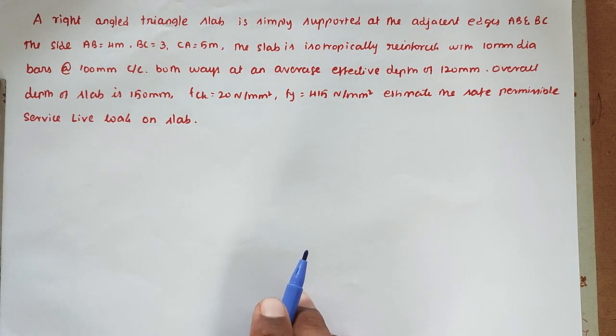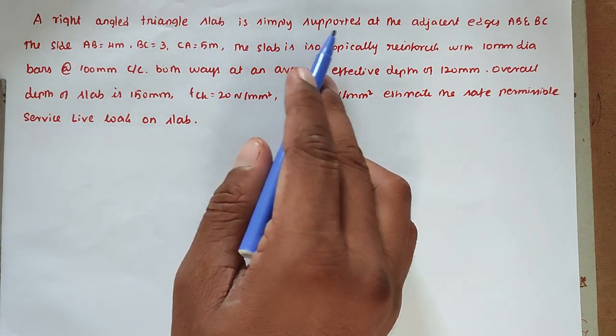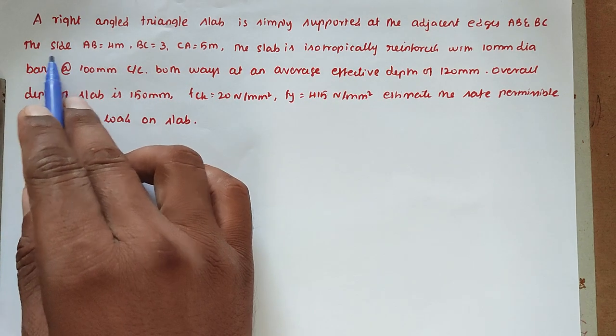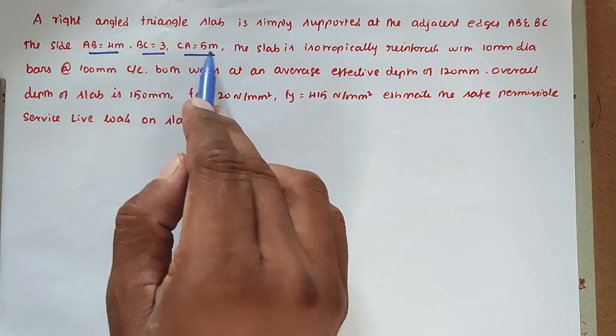Today we are going to see a problem related to the design of reinforced concrete elements, in the topic of yield line theory. The right angle triangle slab is simply supported at the adjacent edges AB and BC. The side AB is 4 meter, BC is 3 meter, then CA is 5 meter.